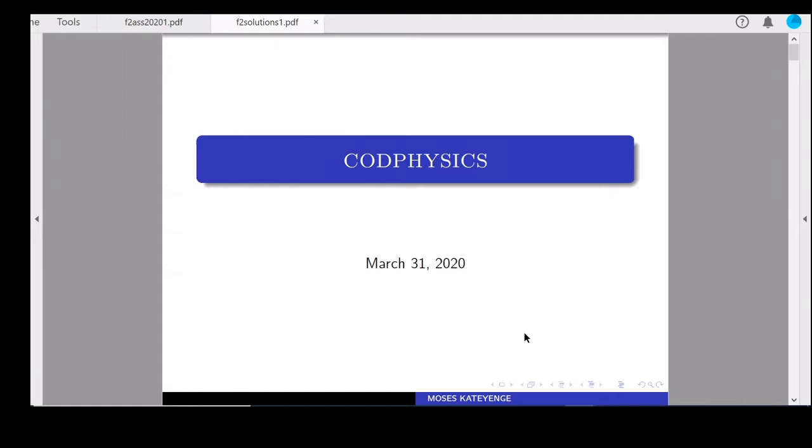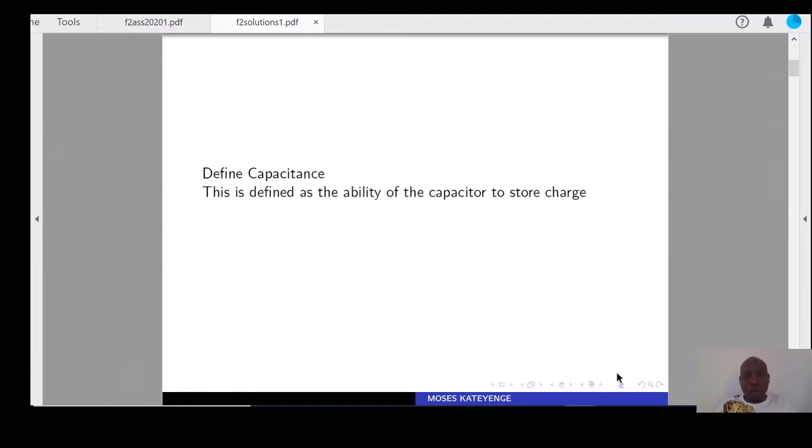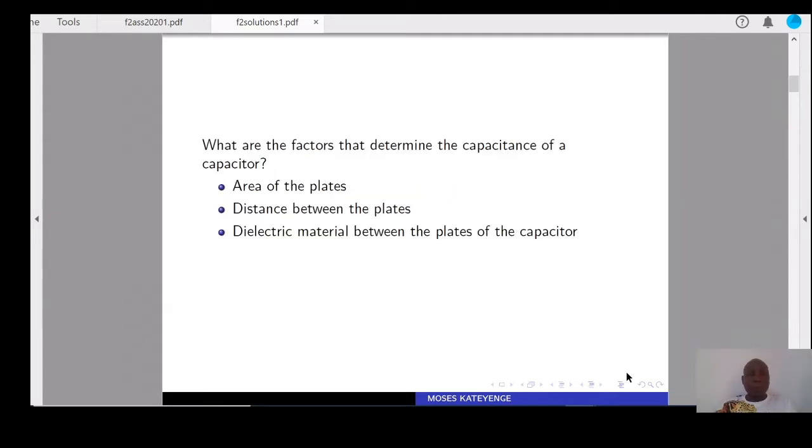Listen carefully and enjoy. The first question we have is define capacitance. Capacitance is defined as the ability of a capacitor to store charge. What are the factors that determine the capacitance of a capacitor? There are three factors. Number one, the area of the plates. Number two, the distance between the plates. And number three, the dielectric material between the plates of the capacitor.